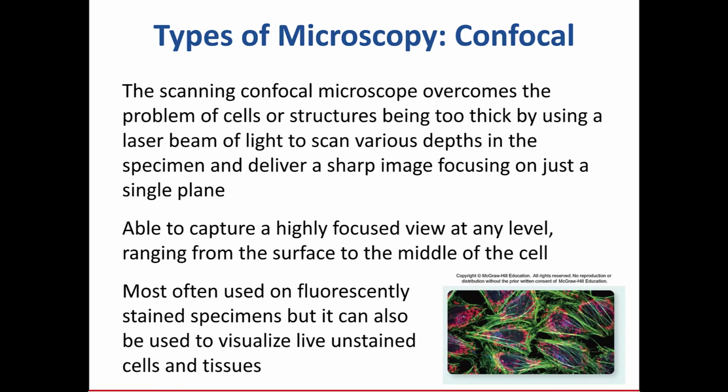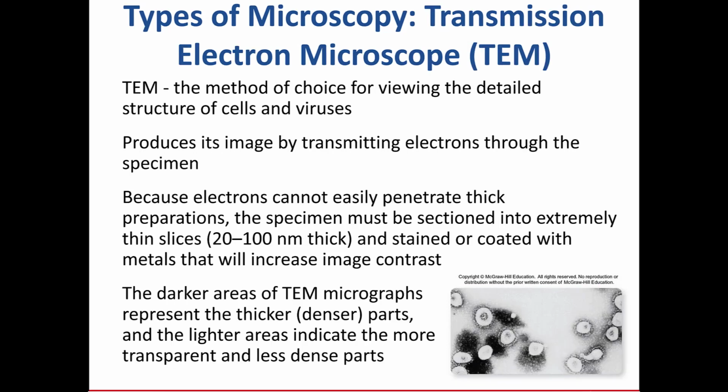So it's nice. The scanning confocal microscope overcomes the problem of cells and structures being too thick by using a laser beam of light, and this was kind of the first thing we used as a confocal before the electron microscope, and it delivers a nice sharp image. The idea is it can get through your sample and you're able to capture a very nice image. I didn't use a confocal. I either used a light microscope or fluorescence, or then I just skipped right on to the scanning or electron microscope.